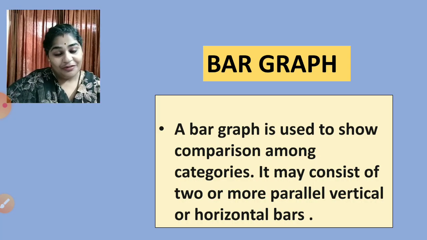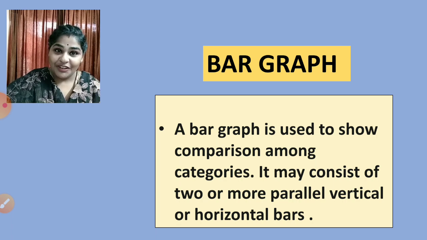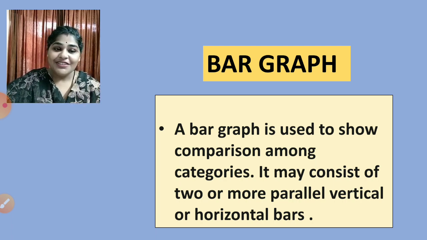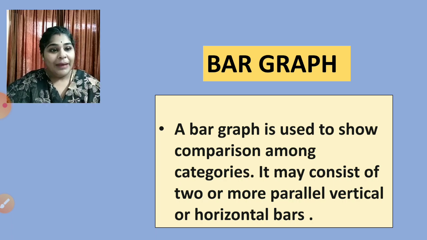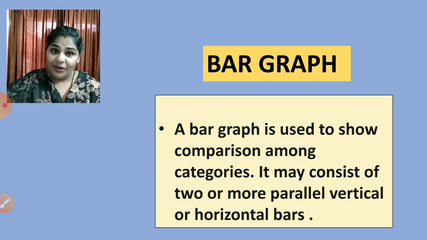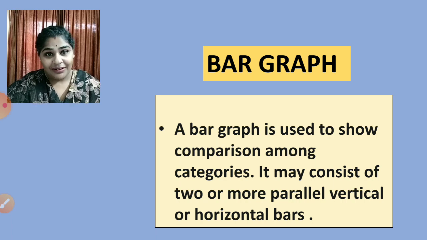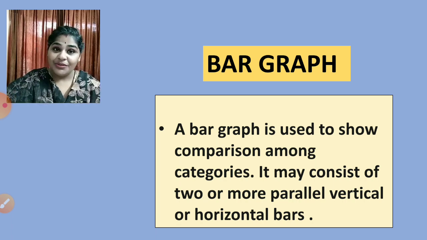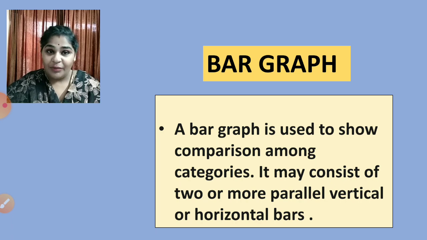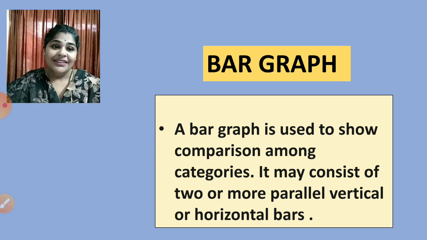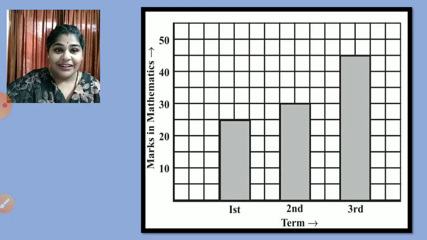The first graph which we have already learned is a bar graph, children. In the previous classes also you have learned the bar graph. A bar graph is used to show comparison among categories. It may consist of two or more parallel, vertical or horizontal bars. In the previous standard, children, you have already learned how to draw a bar graph using vertical bars or using horizontal bars. And then one example we will see quickly on this.